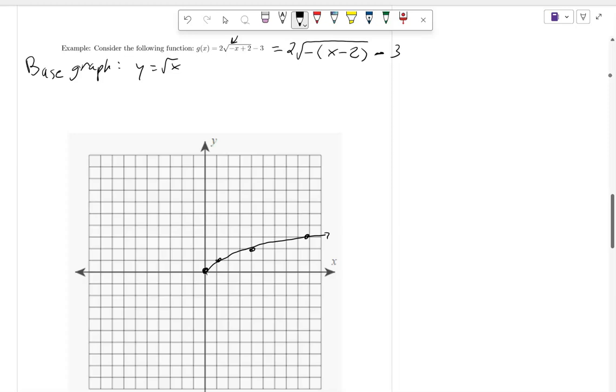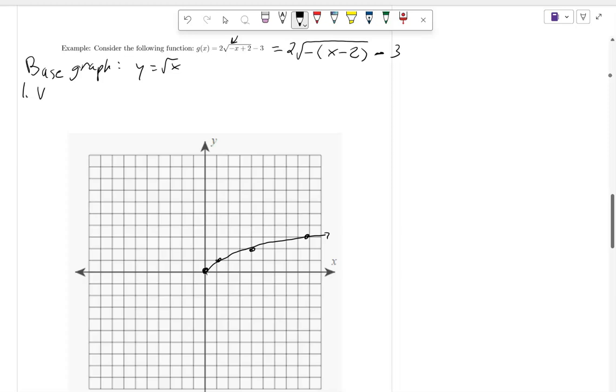Now, when we had a negative on the outside, what did the negative on the outside do? It flipped it upside down, right? Because it affected it vertically. This negative's on the inside now. So instead of going vertically, which way do you think you're going to flip? Horizontally. Good.